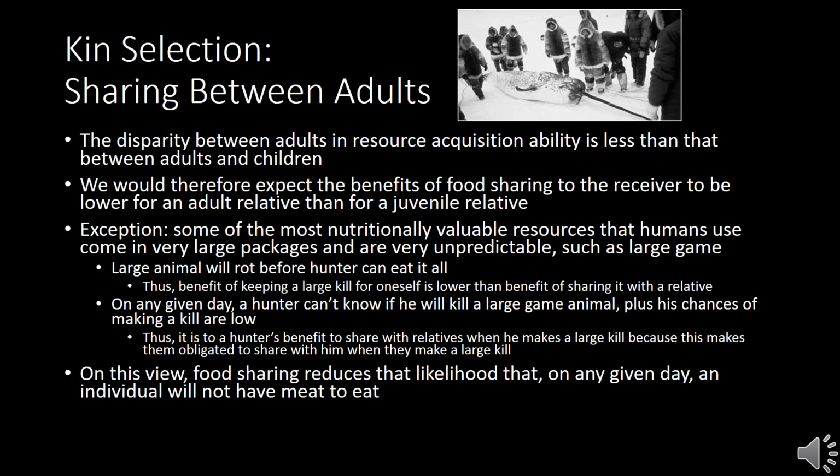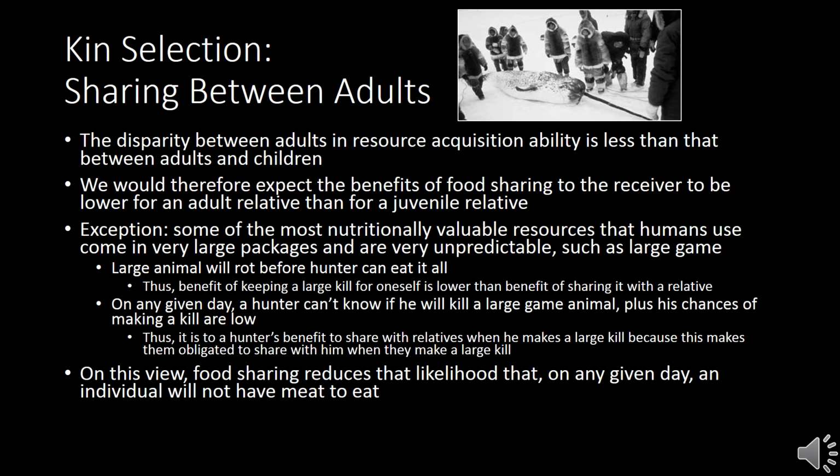Thus, we would expect the benefits of food sharing to the receiver to be lower for an adult relative than for a juvenile relative. This would be true if it weren't for the fact that some of the most nutritionally valuable resources that humans use come in very large packages and are very unpredictable. Humans hunt animals that are larger than they are, a very large package indeed, and that they can't entirely consume before the meat starts to rot. Thus, the benefit of keeping a large kill for oneself is lower than the benefit of sharing a kill with a relative. Moreover, for any given hunter on any given day, the odds of killing a large game animal are low, and a hunter can't predict when he will be successful.